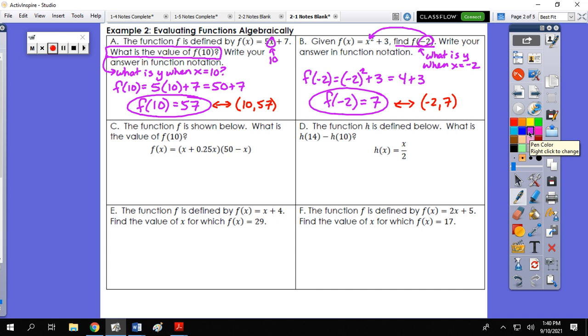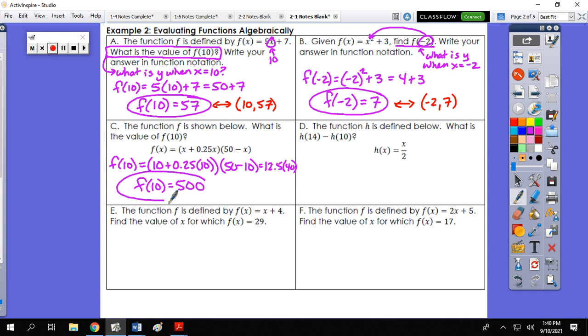So when we have f of 10 here, we're going to plug in 10 for every single x. So we do 10 plus 0.25 times 10 times 50 minus 10. Well, that would be 12.5 times 40. So f of 10 would be what, 500? Okay, that's what we do.